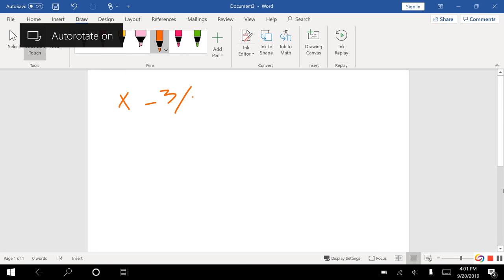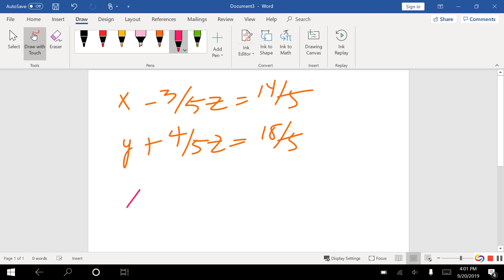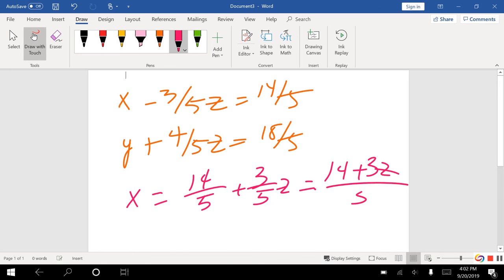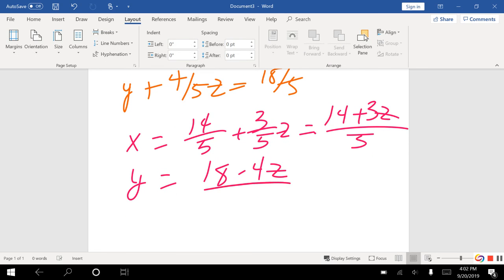Okay, so x minus 3/5 z equals 14/5. Y plus 4/5 z equals 18/5. Okay, so I'm going to solve them. So up here I'm going to get x equals 14/5 plus 3/5 z. So in other words, 14 plus 3z over 5. And then y here equals 18 minus 4z all over 5.